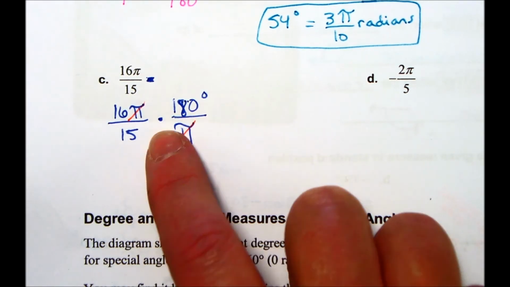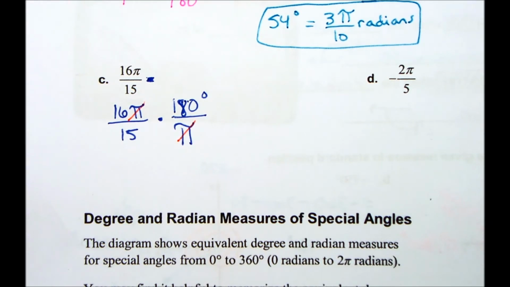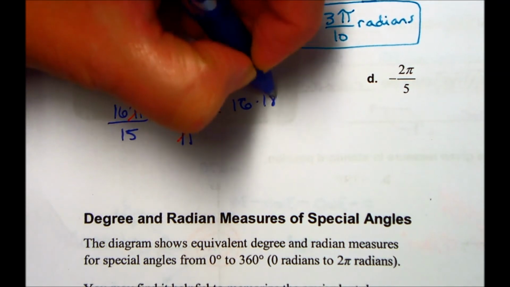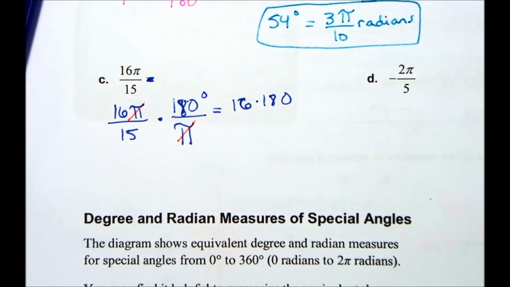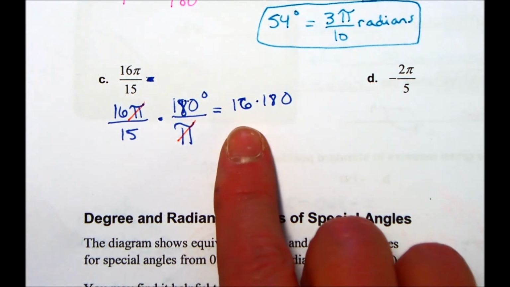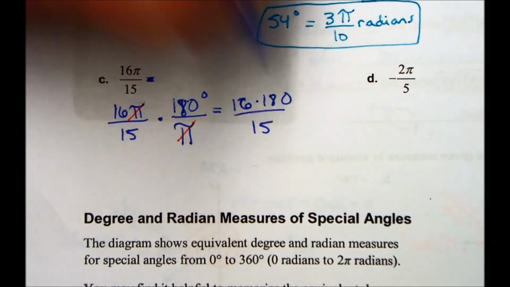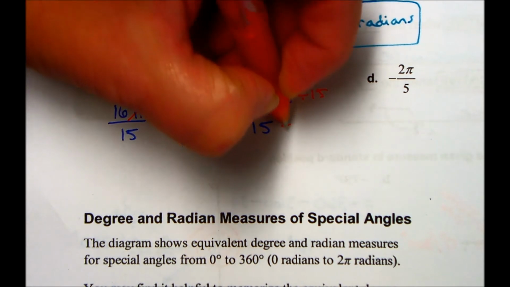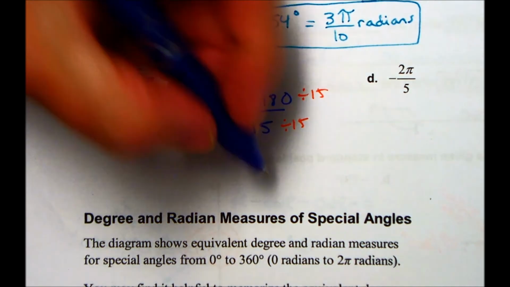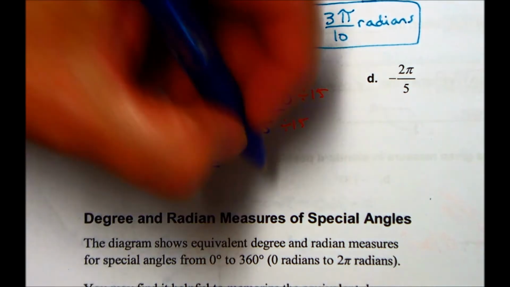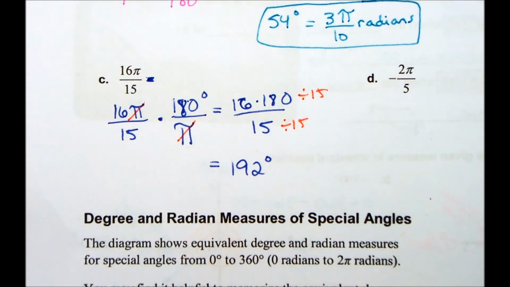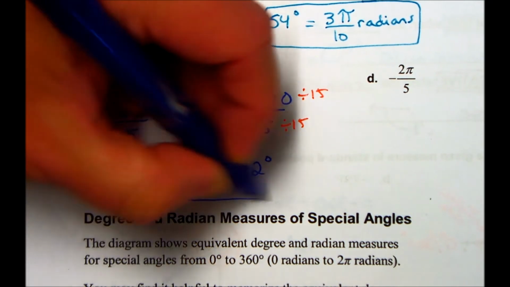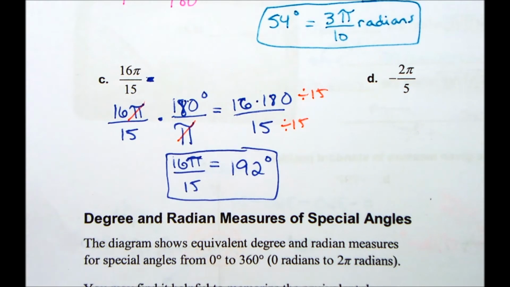And we could probably reduce the 180 and the 15, but I think I'll wait to do that in my next step. So I now have 16 times 180. Okay, so we have 16 times 180 over 15. And 180 does have a factor of 15 in it, so we can divide both the numerator and denominator by 15, which will give us 192 degrees. So 16 pi over 15 radians is equal to 192 degrees. So we've just converted from radians to degrees.